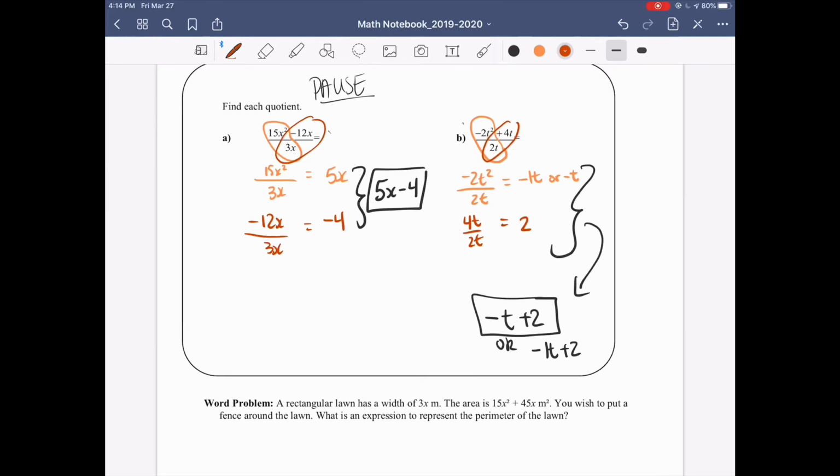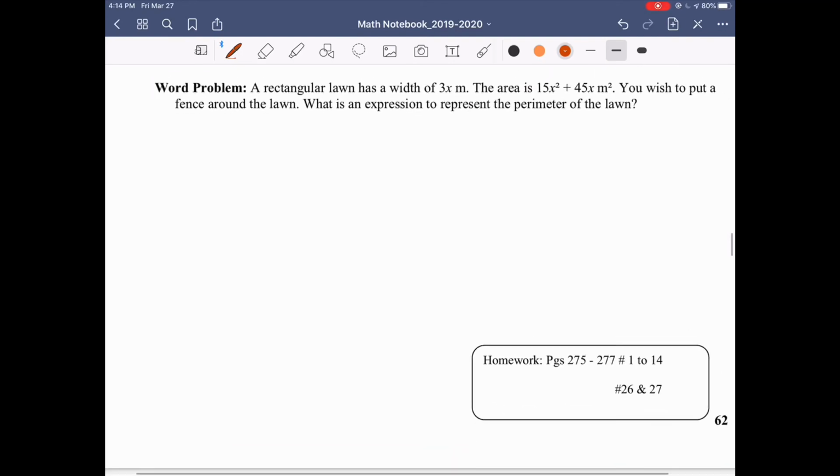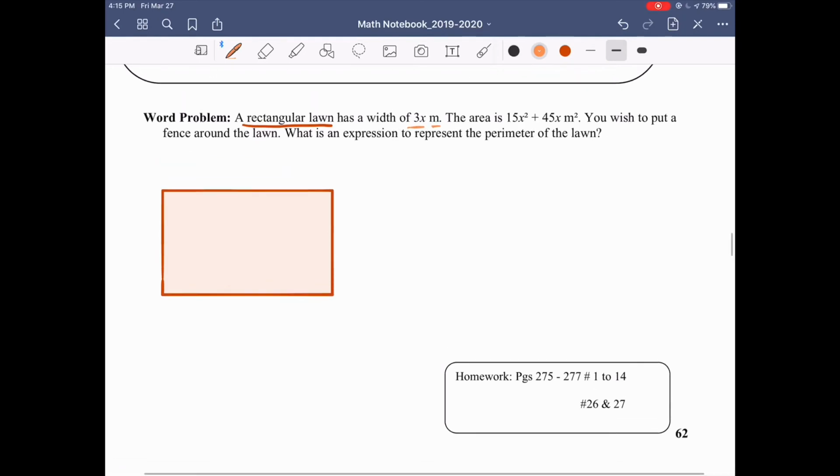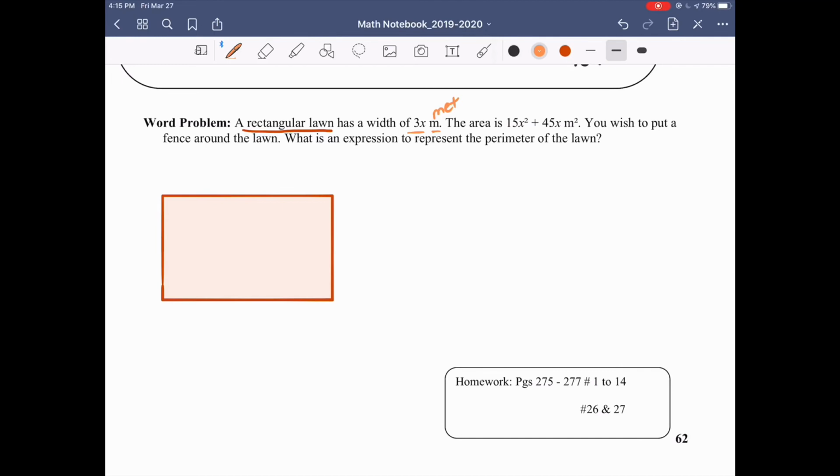Okay, so these are the answers you should have gotten for the two questions. You can pause and look through my process if you did not get these two answers. The last question that we have is a word problem. So it says we have a rectangular lawn. Okay, I'm going to just draw it out right away so we know what we're working with. It has a width of 3x m. Is this m another variable? No, it just means meters. So 3x is the dimension. So 3x meters right here.